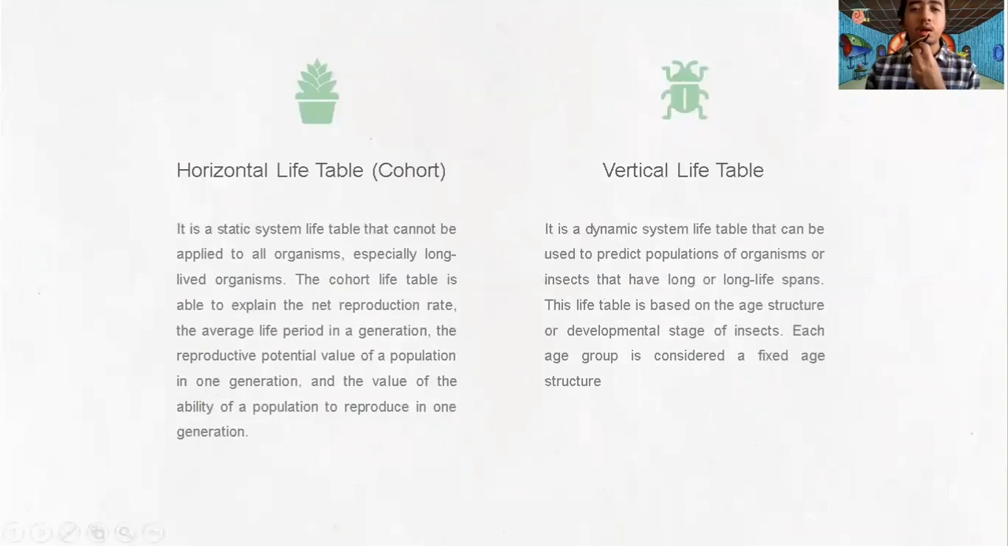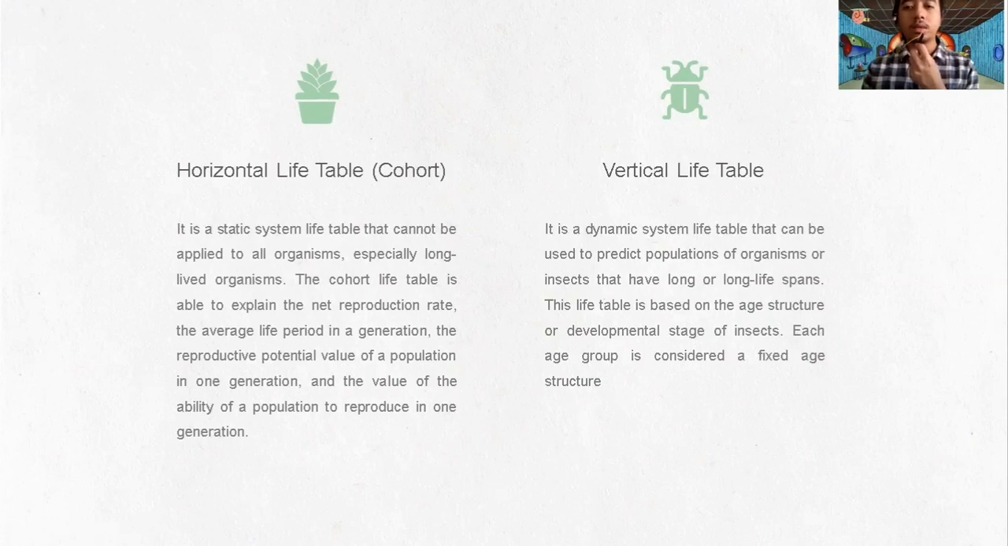Horizontal life table or cohort. It is a static system life table that cannot be applied to all organisms, especially long-lived organisms. The cohort life table is able to explain the net reproduction rate, the average life period in a generation, the reproductive potential value of population in one generation, and the value of the ability of a population to reproduce in one generation.